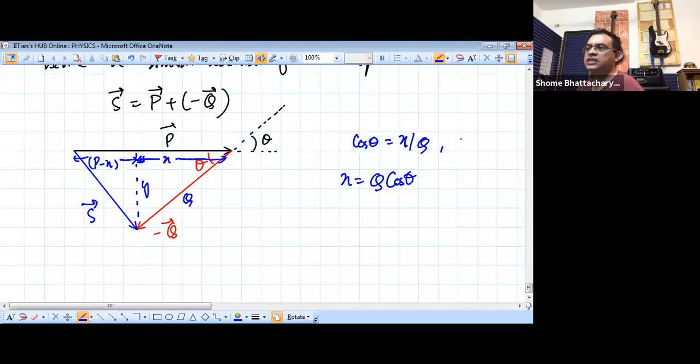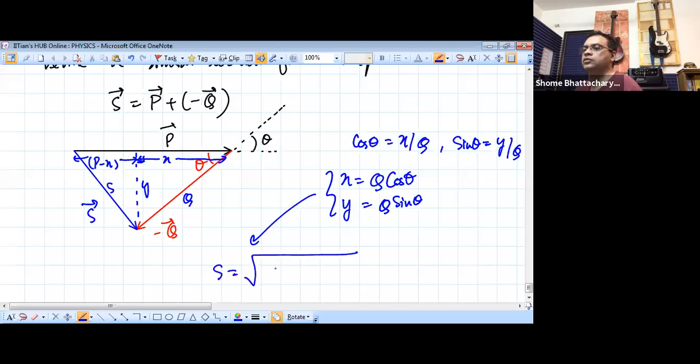And similarly, sine theta is equal to Y divided by Q. So Y is how much? It is equal to Q sine theta. Now apply this in this triangle over here. So how much is S, this side? S is equal to square root of P minus X whole square plus Y square.